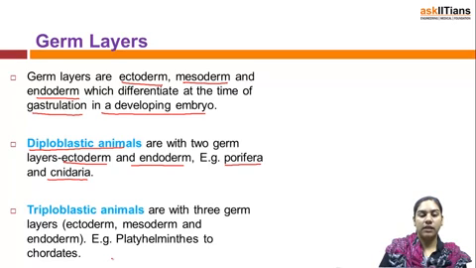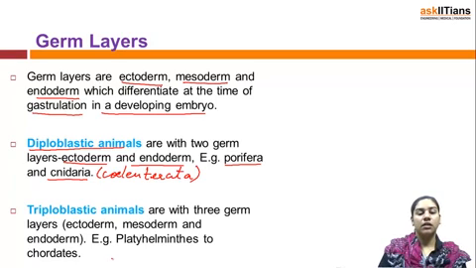Cnidaria is the Coelenterata. The other name of Coelenterata is Cnidaria. The triploblastic animals have 3 germ layers: the ectoderm, mesoderm and the endoderm. And the examples are from platyhelminthes to chordates.